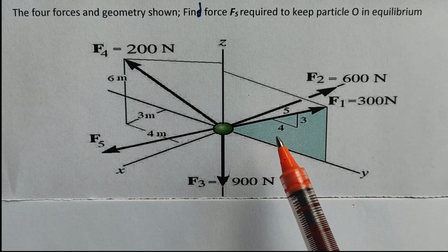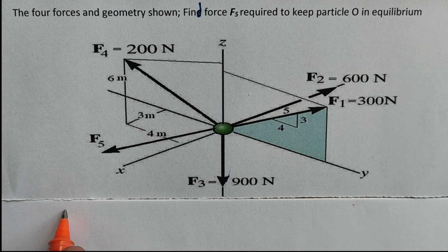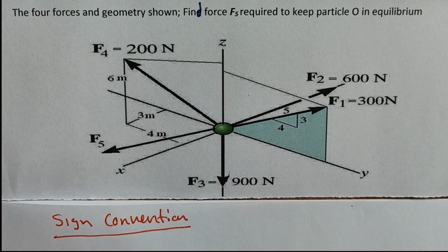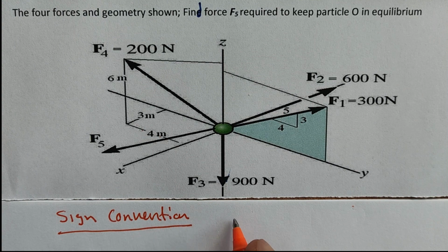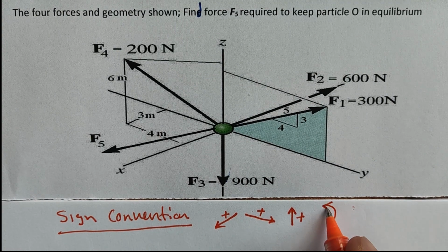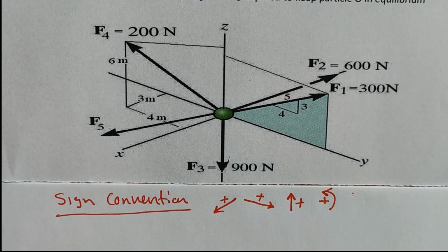Before we start summing all of these forces, we have to start with our sign convention. In this case we take this side for positive x-axis, this one here for positive y-axis, and upwards will be positive for the z-axis. If we're dealing with a moment, anti-clockwise is positive. Now this is for our sign convention.